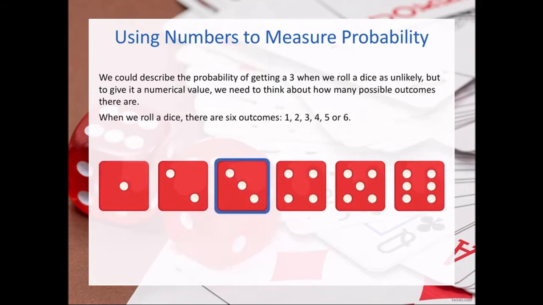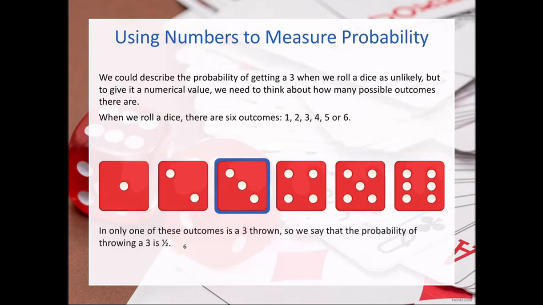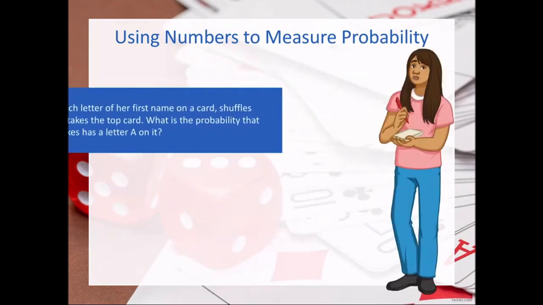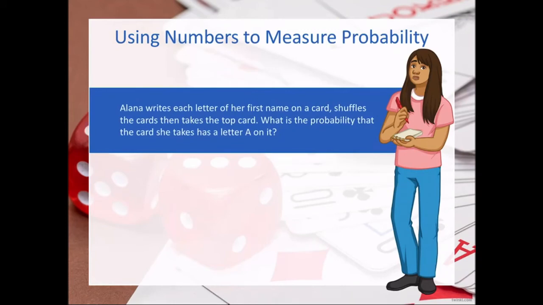So let's think about the possible outcomes. When we roll the dice, there are 6 outcomes. We can roll a 1, a 2, a 3, a 4, a 5, or a 6. In only one of these outcomes can I roll a 3. So we can say that the probability of rolling a 3 is 1/6. Now it's come up wrong on the screen here, but it's not meant to say 1/2 and a little 6. It's meant to say 1 out of 6, so 1/6. Okay, 1/6.